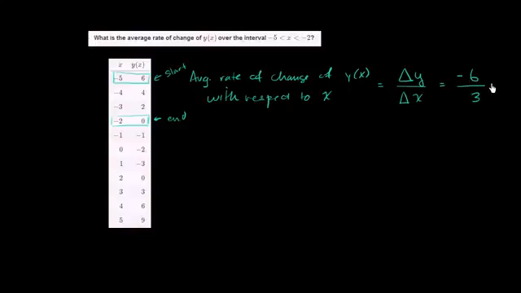Or if we want to simplify this, -6 over 3 is the same thing as -2. So our average rate of change of y of x over the interval from -5 to -2 is -2. Every time, on average, x increased 1, y went down by 2.